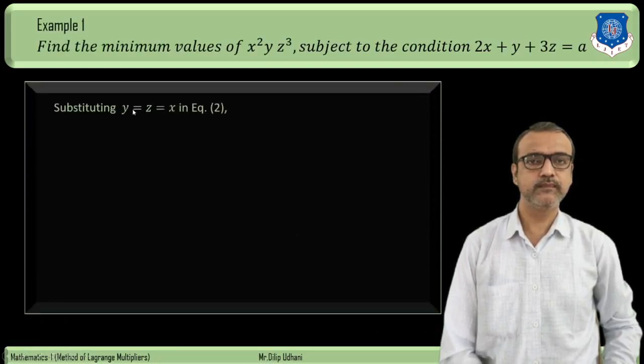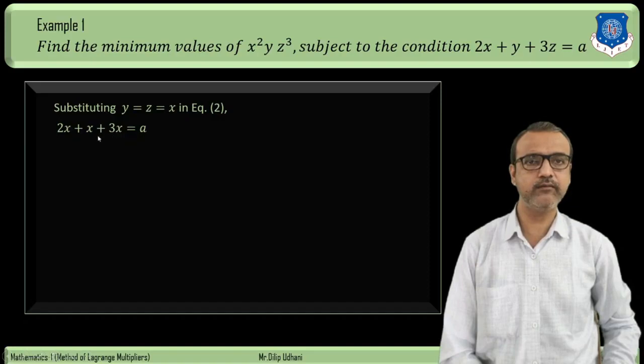So substituting y equals z equals x in equation number 2, that is the given condition 2x plus y plus 3z equals a. 2x will be as it is, replacing y by x and replacing z by x, so we have 3x. So we have 2x plus x plus 3x equals a, and the answer is 6x. So we have 6x equals a. From here we have x equals a by 6.